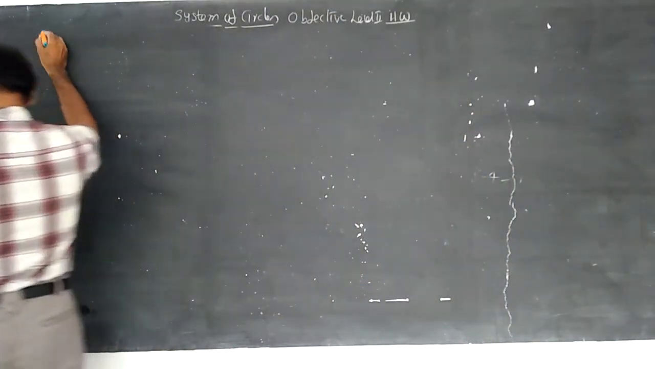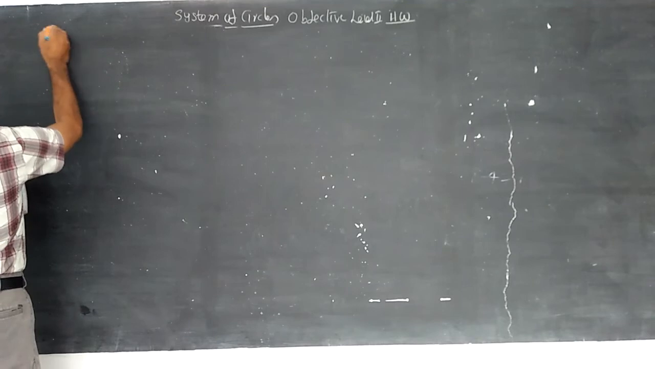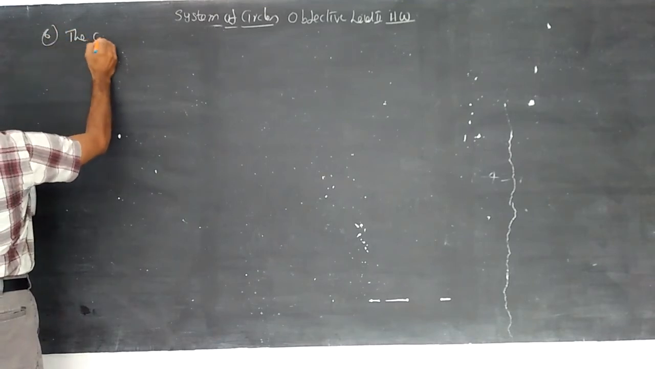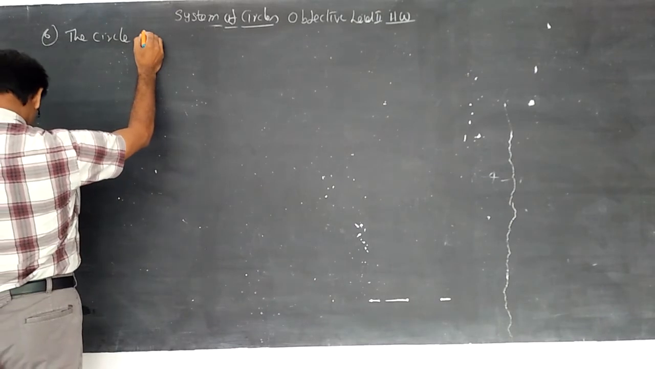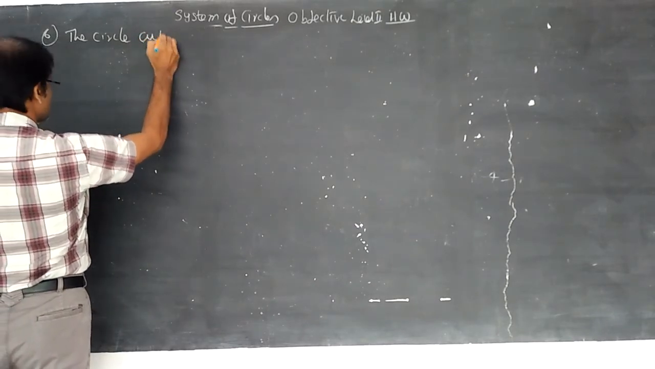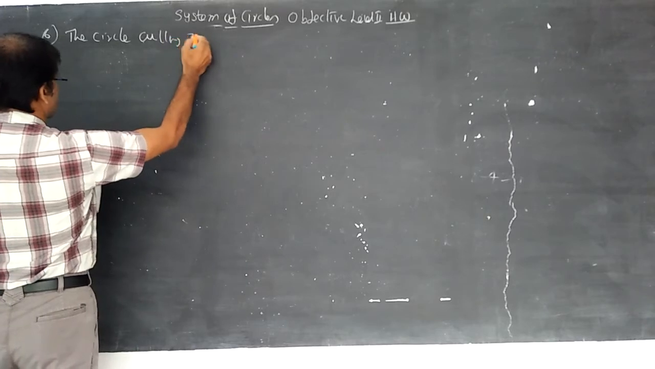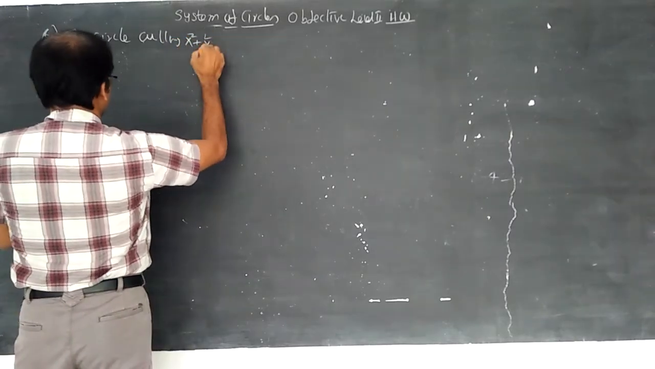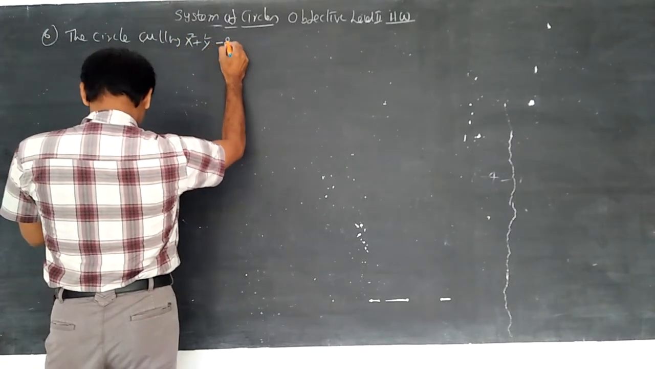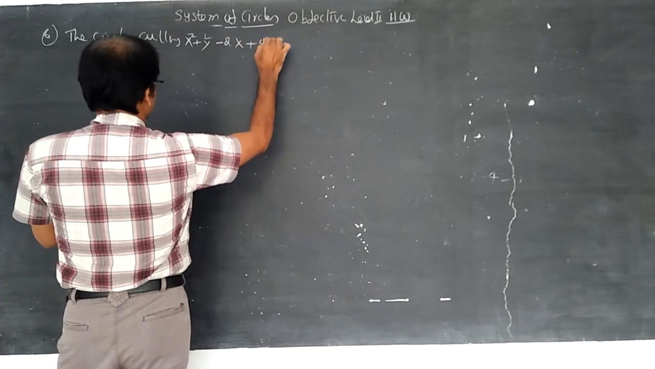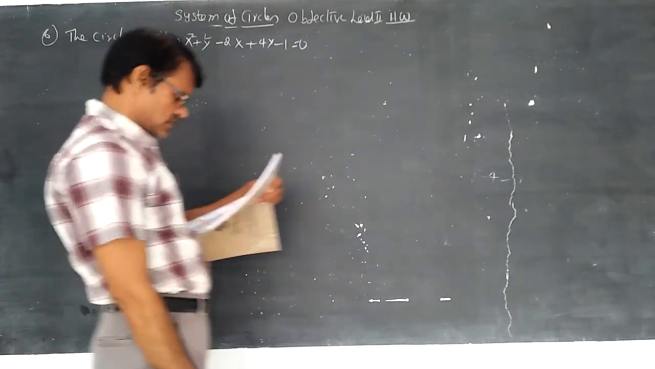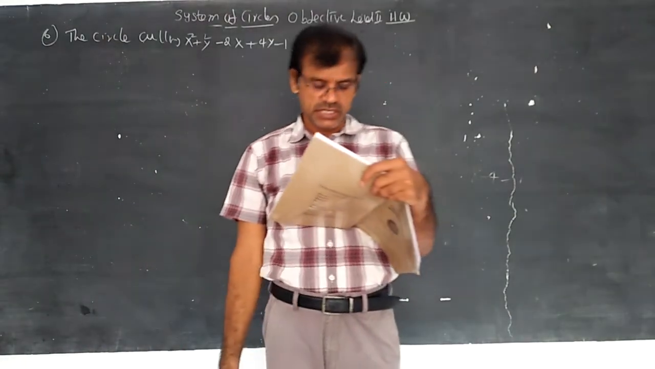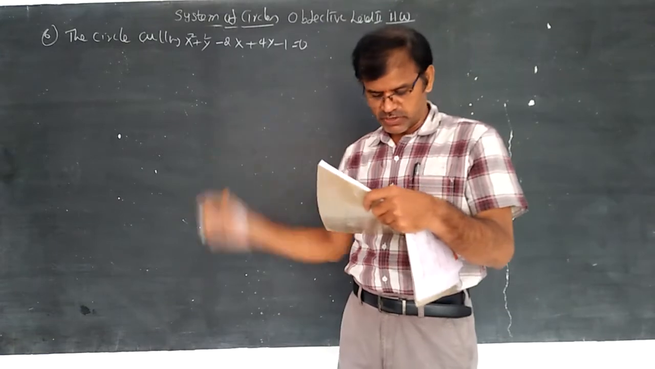Next is the sixth question. This circle cutting x square plus y square minus 2x plus 4y minus 1 equal to 0. Students, there is a print mistake. You should correct the print mistake as minus 1.